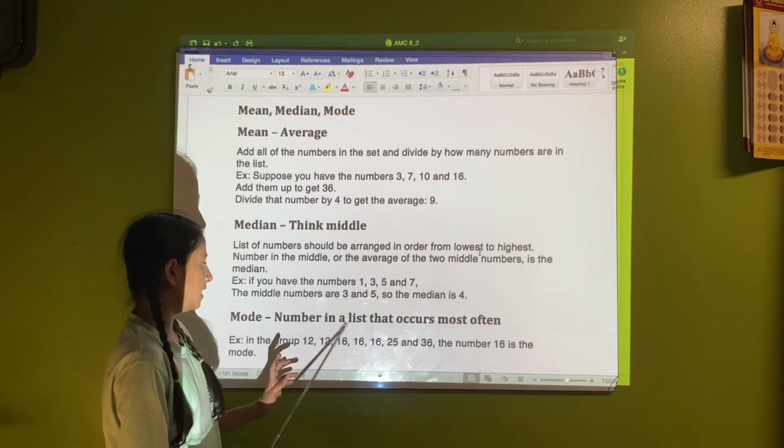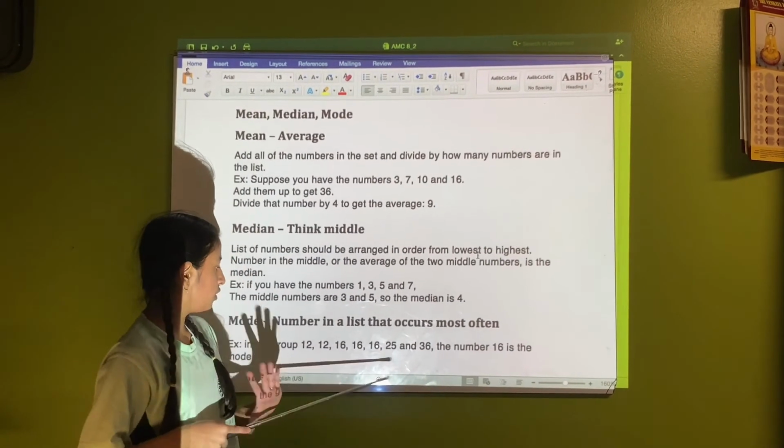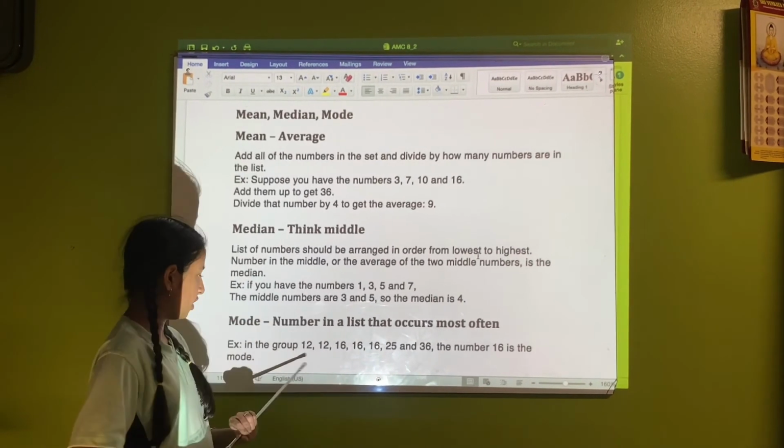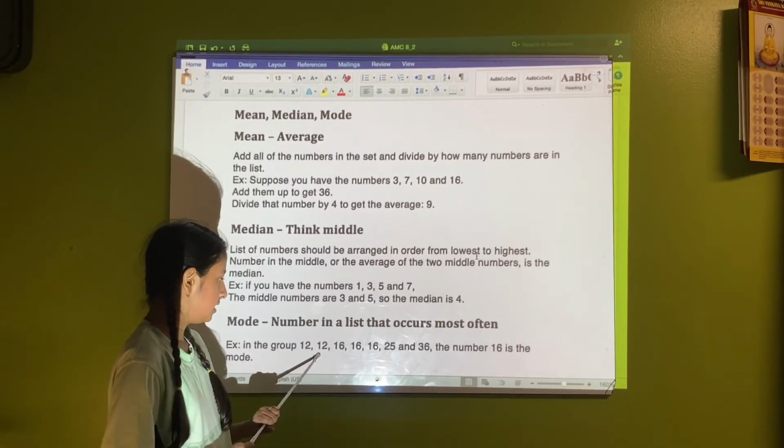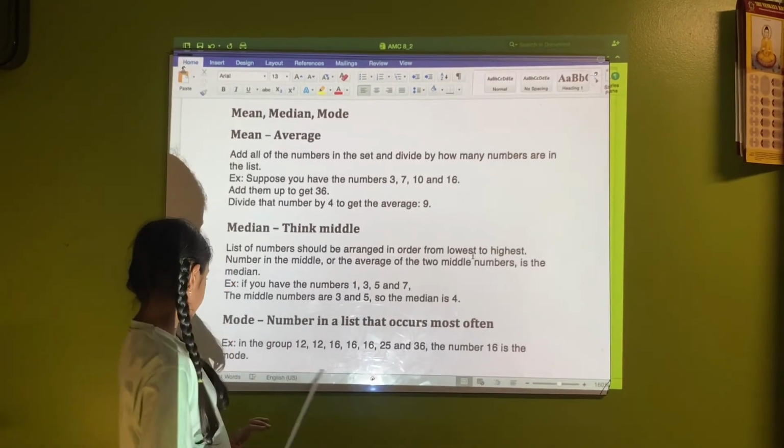Mode, the number in a list that occurs most often. So the number that comes most often. Like, here's an example. This 16 is the mode.